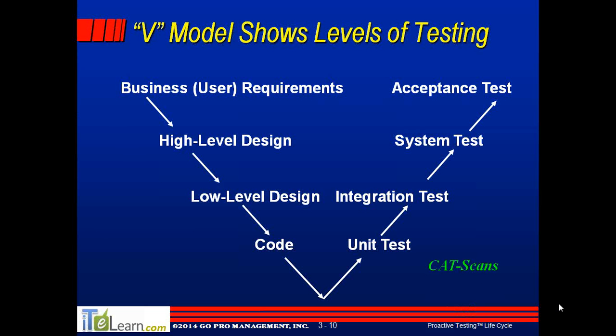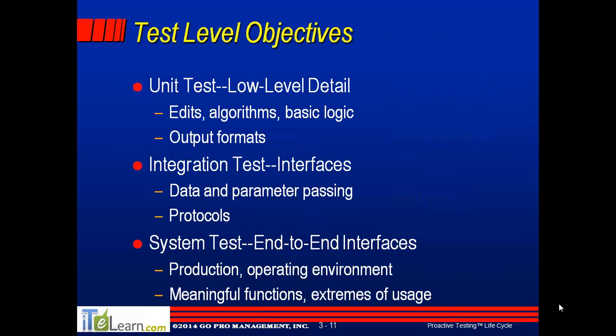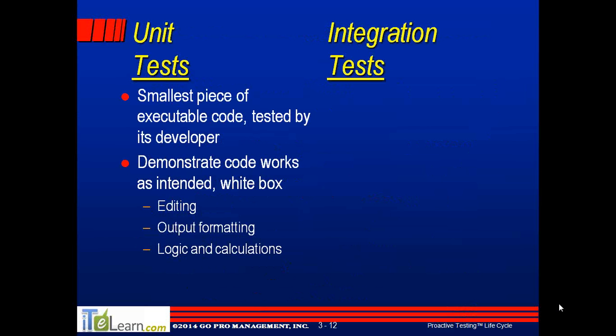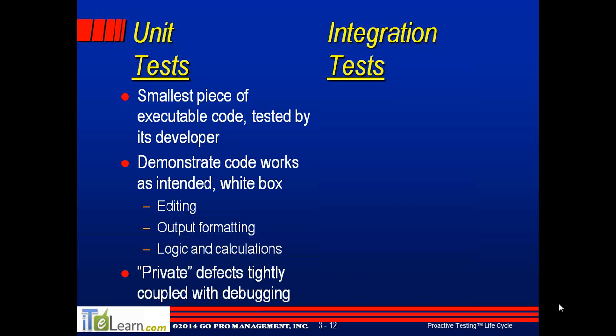Once again, each of these represents a different CAT scan. Each is going to find different things. Each has different objectives. Unit tests are typically done by developers. And because of that, when a developer finds one of his or her own defects, he or she just goes ahead and fixes it. Defects that are found by developers are referred to as private defects because only the developer knows about them, and frankly, the developer tends not to pay attention to them and just goes on and fixes them and continues on.